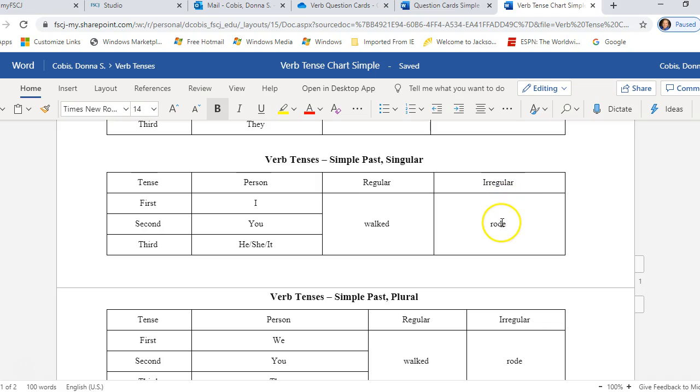I rode my bike last night. You walked around the park yesterday. You rode your bike in the park yesterday. He walked his dog. She walked through her house. It walked on the patio. Maybe that's a cat or a dog. This it might refer to an animal.